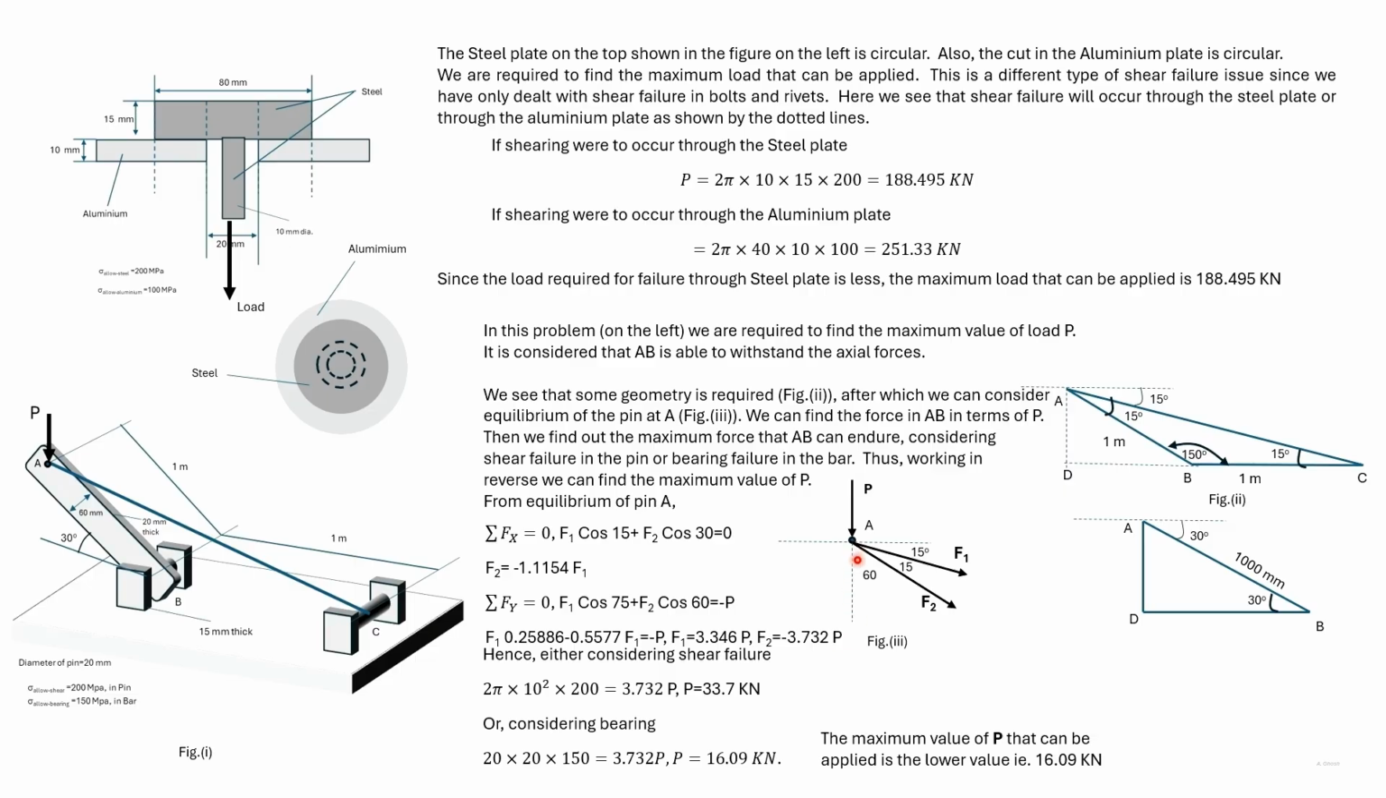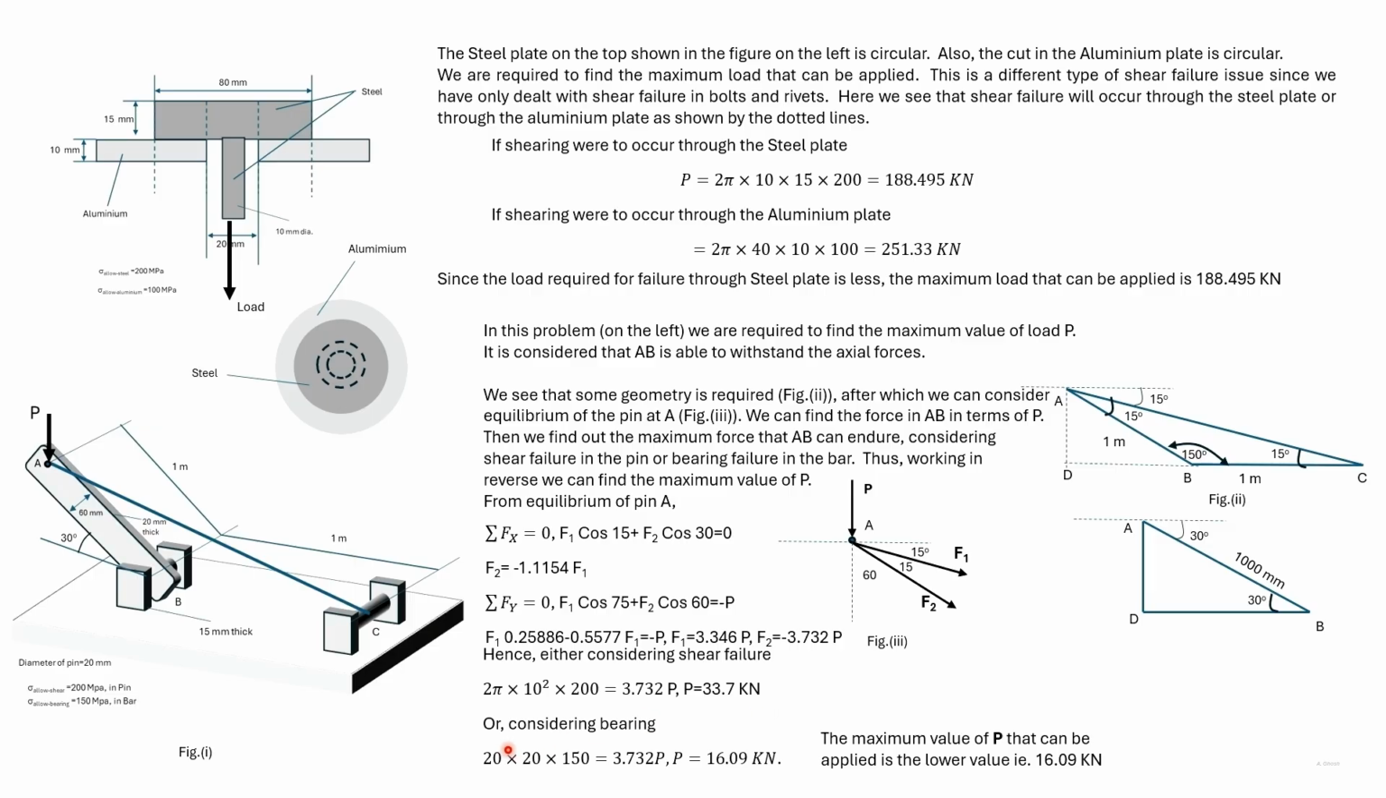So we are more interested in the force in F2. Now for F2, so that the pin does not fail, we consider the shear stress that the pin will be able to withstand, which is 200 MPa, by the area of the pin. That is equal to 3.372 P, from which we get P is 30.